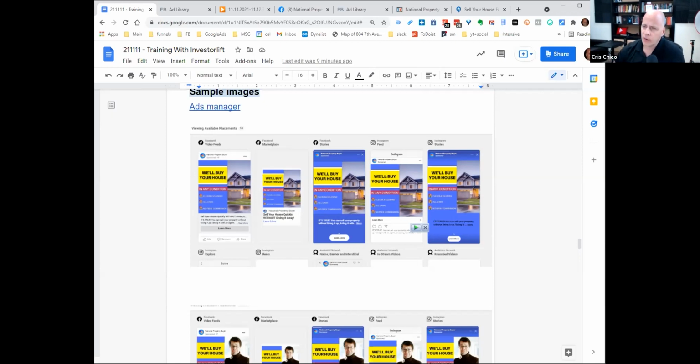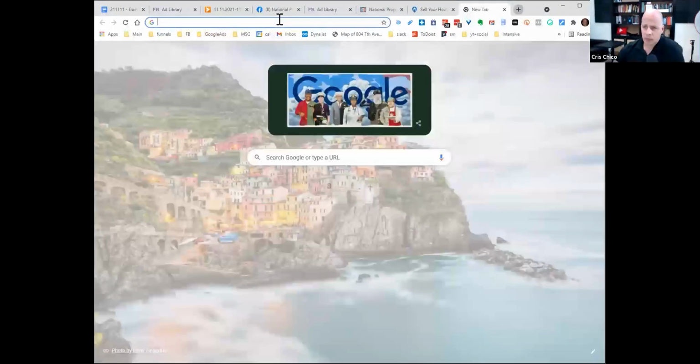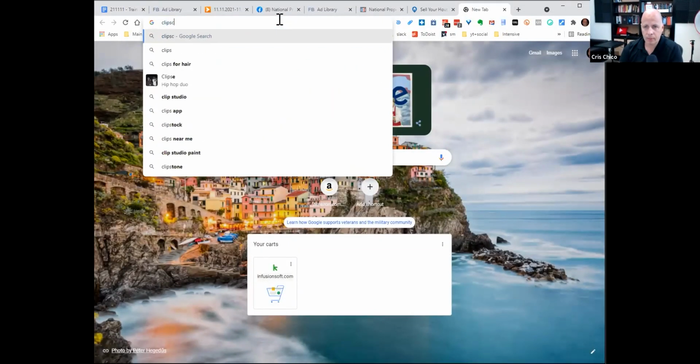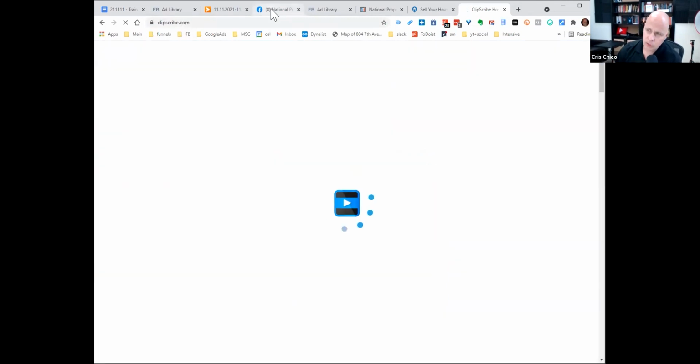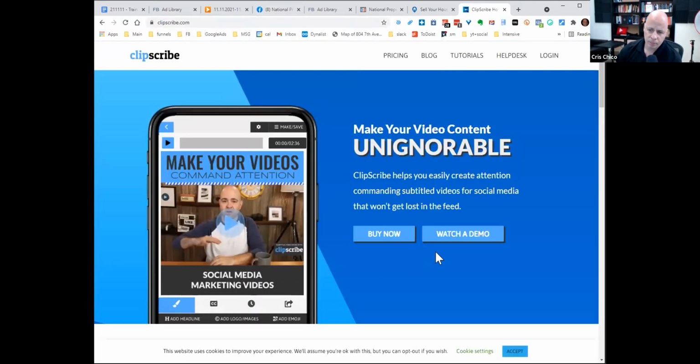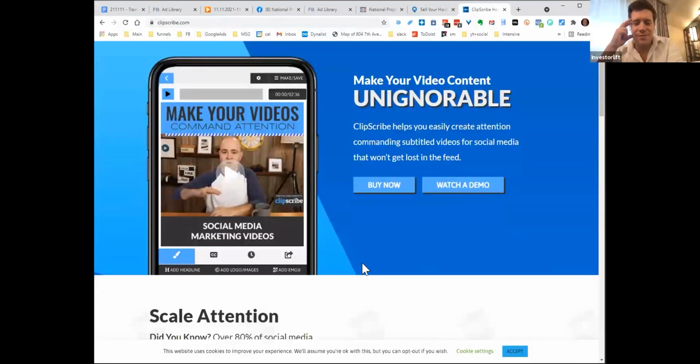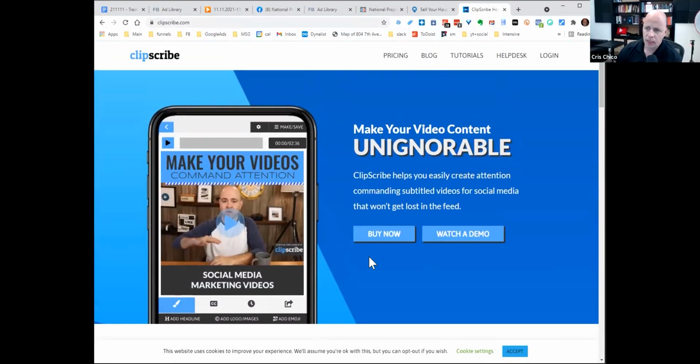The other one is, if you guys have seen, there's a clip, I don't have this here, Clipscribe.com. If you've ever seen those videos where they have the banners up at the top, and then the thing at the bottom. So this is a great site. You guys can go and just record a quick video on your phone, and then upload it there. And the pricing is very affordable. And then it'll auto generate the captions.